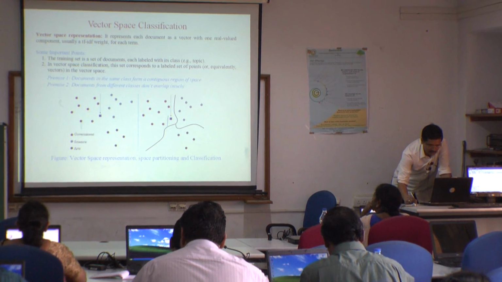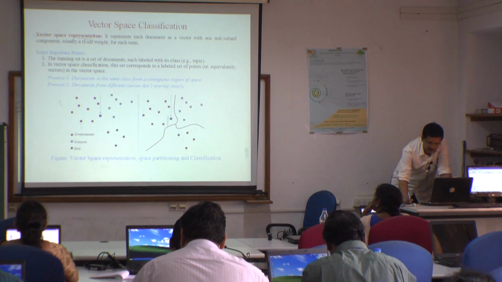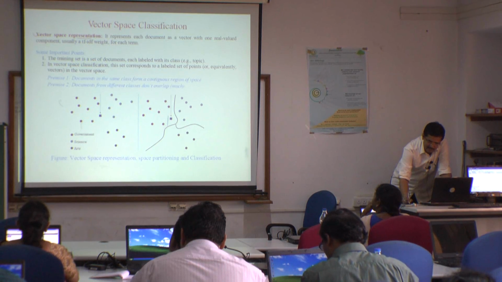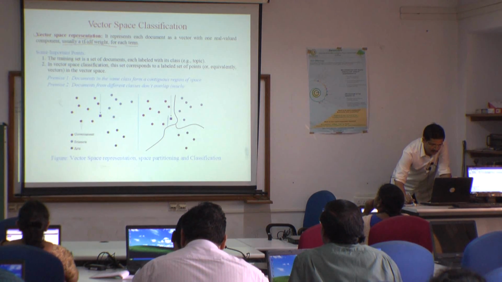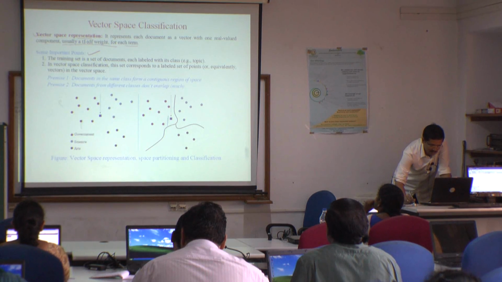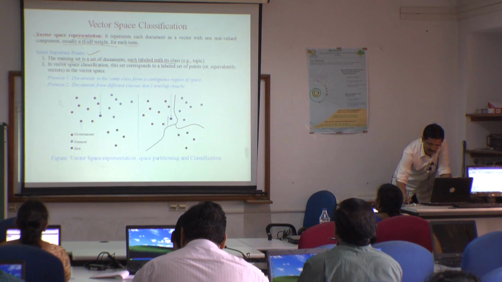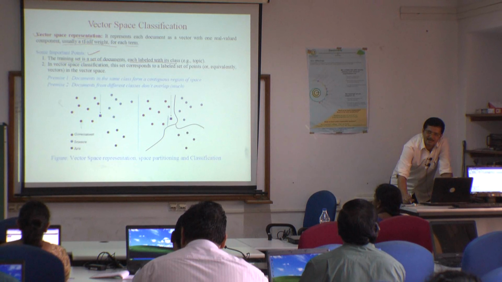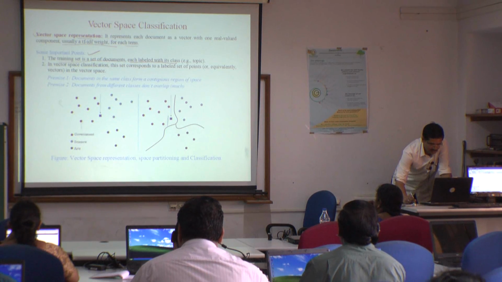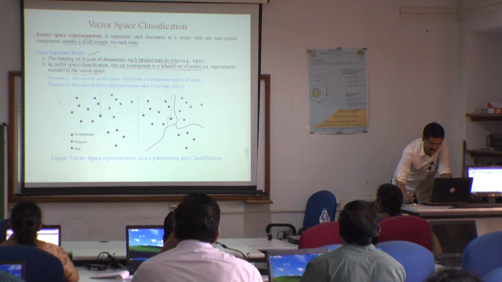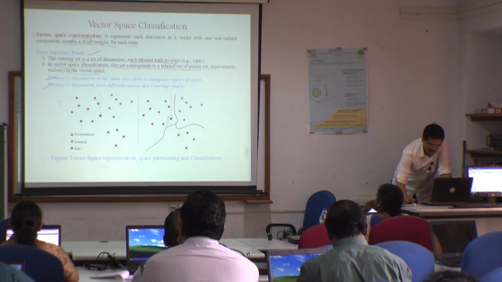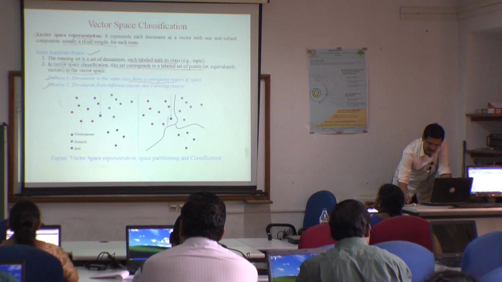Vector space classification generally uses the vector space representation of documents. It represents each document as a vector with one real-valued component, usually a TF-IDF weight for each term. These are some important points: the training set is a set of documents, each labeled with a class. You already know the training set, test set, and validation set for classification. In vector space classification, this set corresponds to a labeled set of points in the vector space. So the first two premises are: documents in the same class form a contiguous region of space, and documents from different classes don't overlap much.